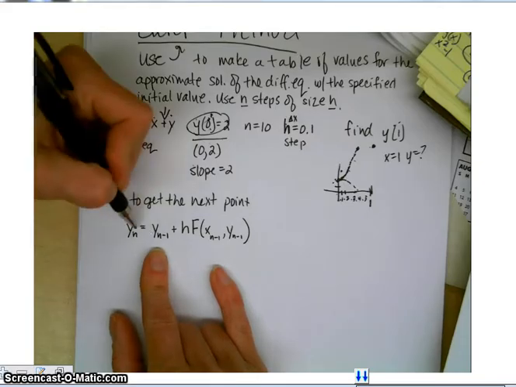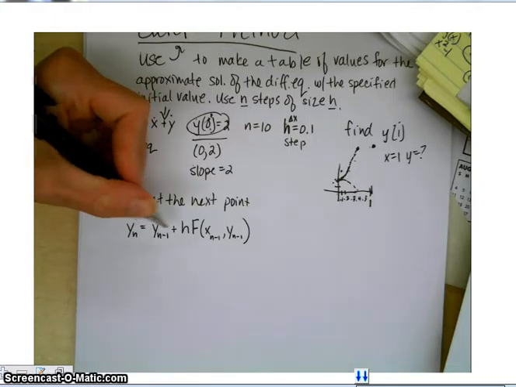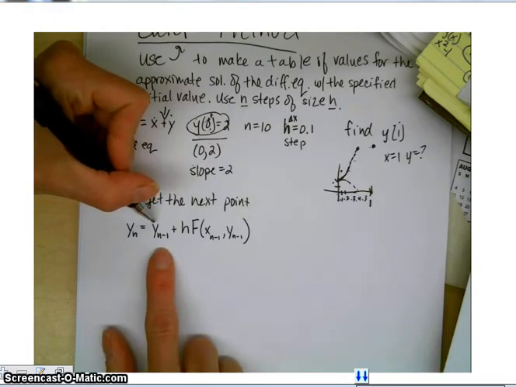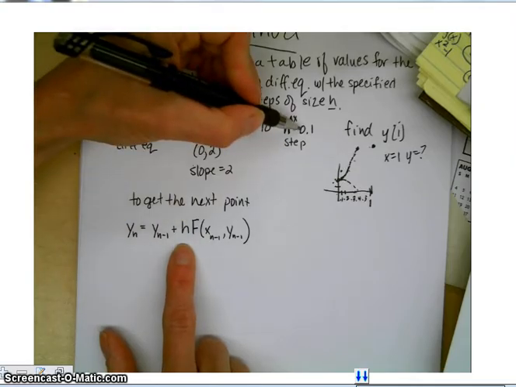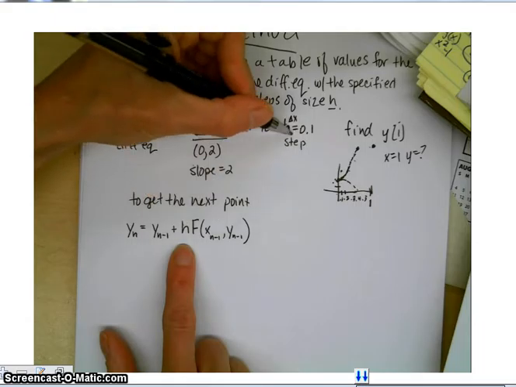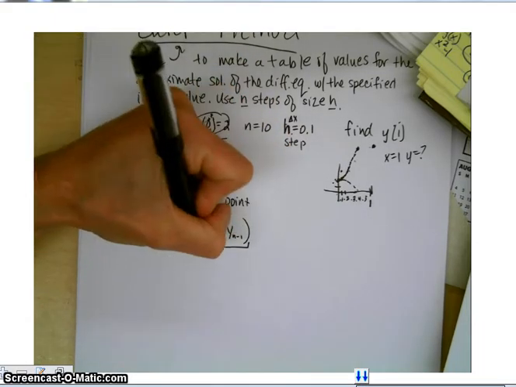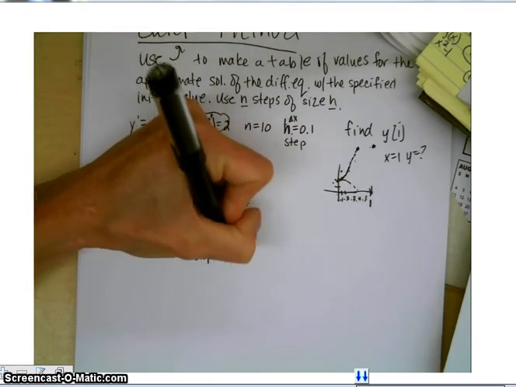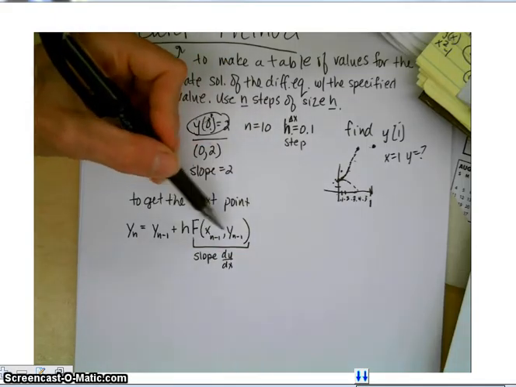All right, so this is how we get to the next point. So this is the new point. This is the previous y value, okay? This is the step size, which is always in our case for this one going to be 0.1. So this is right here the same. This is actually easy. This is our derivative. This is our slope. Our slope, our dy over dx, our y prime at the previous x and the previous y.